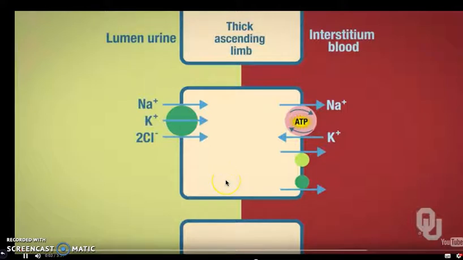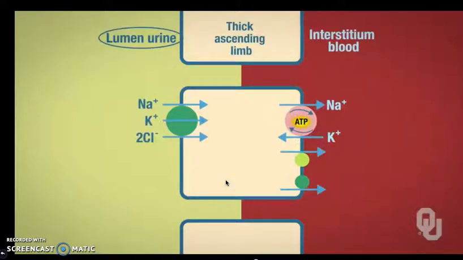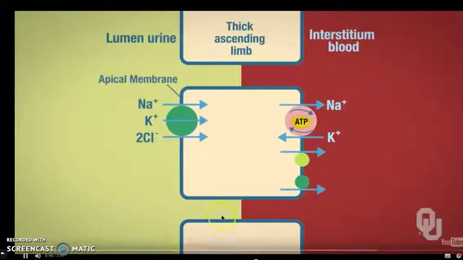So let's kind of get your bearings. This is the lumen of the ascending loop. So this would be the apical membrane. And then the basolateral membrane would be here. And you have your interstitial fluid and your blood off to the side of that.